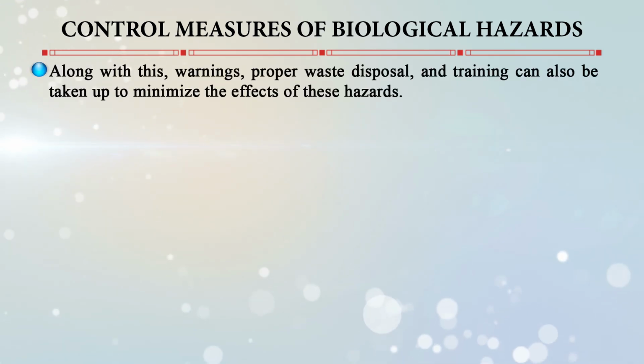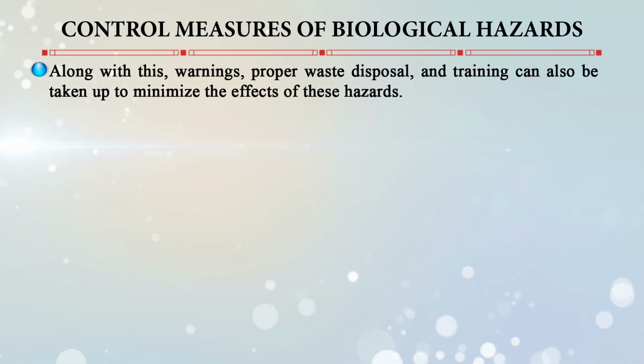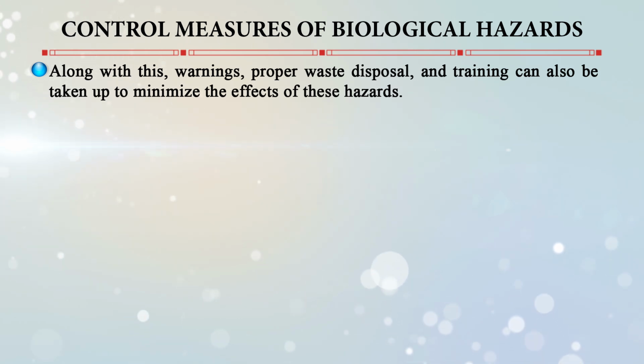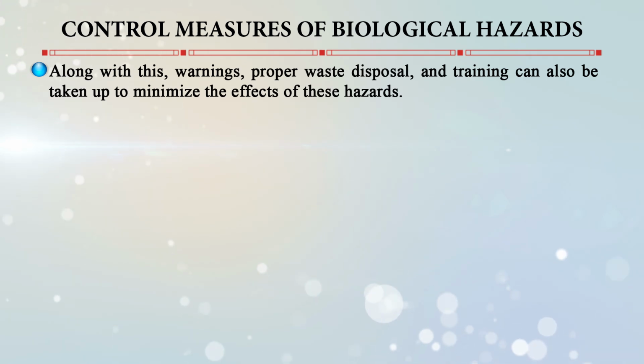Now basically there are three approaches for controlling biohazards. The first one is to look at the engineering controls. If a hazard is not controlled or treated by the engineering method, then we can go to the next step, the second one, which is also referred to as the administrative approach. If the hazard still persists, then the last option is to wear personal protective equipment. Along with this, warnings are also given to the people and the public. Proper waste disposal is also maintained, and training and awareness can also be taken up at the community level and at the district and national levels to minimize the effects of these hazards.